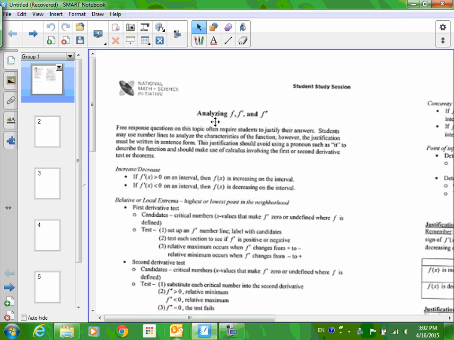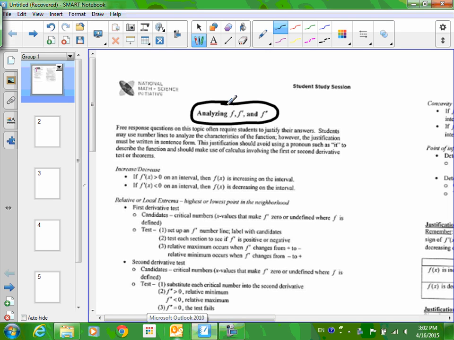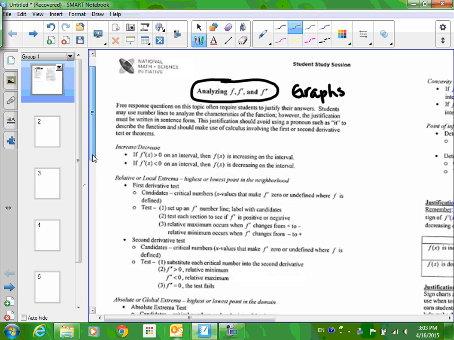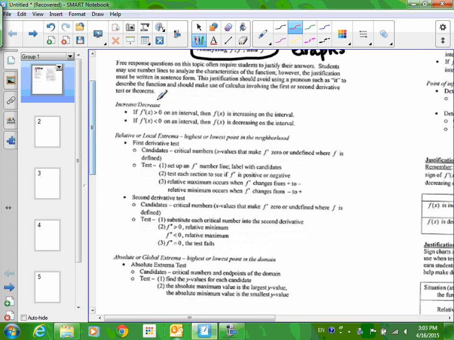So I combined two different kinds of topics. We're going to do analyzing f prime and f double prime, and we're also going to talk about graphs. I cut a couple of things up and put it into one packet. I'm not going to go over this whole thing. I know it's a little blurry here, but it should be clear on your paper. These are notes for your use.